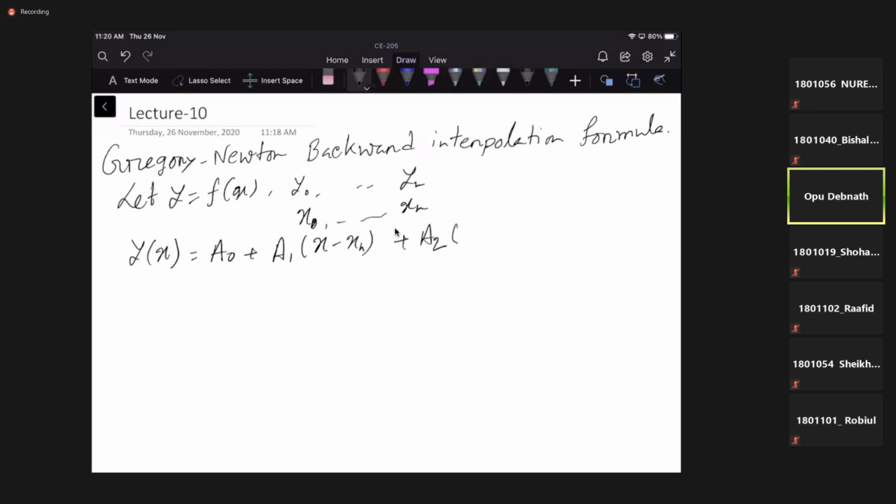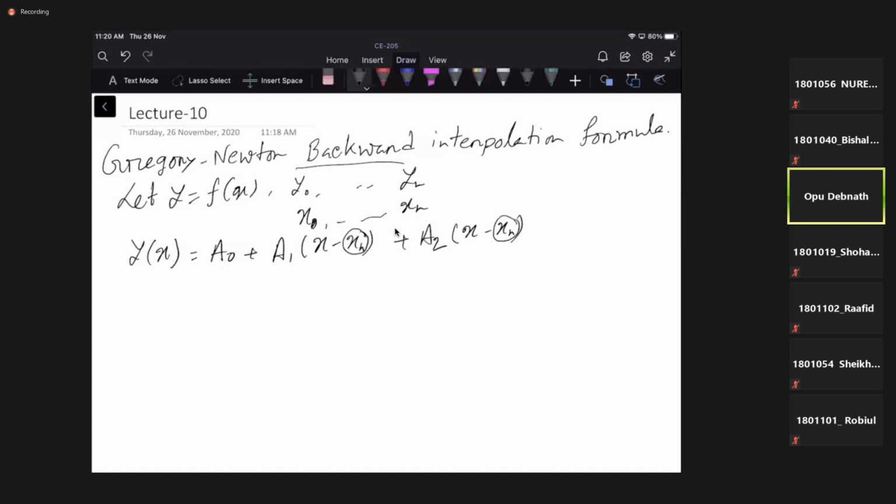Okay, last class I discussed that in forward interpolation we start from the forward side, and our target is to interpolate any values within the forward range. And similarly for the backward interpolation, we will interpolate the values in the backward range. So while deriving the formula, we should keep in mind that we should incorporate the backward parameters.